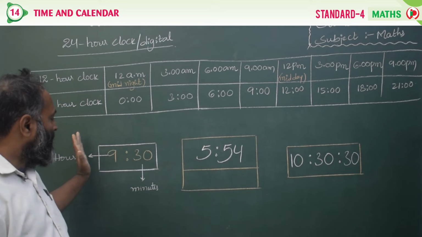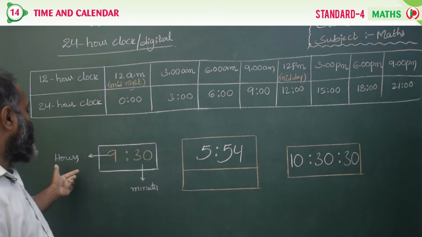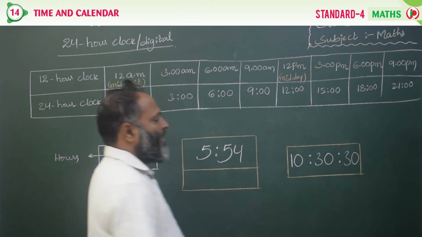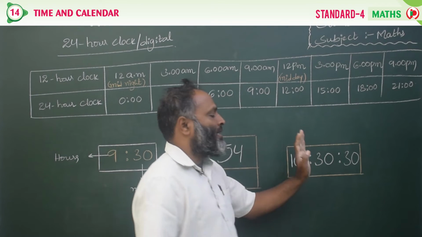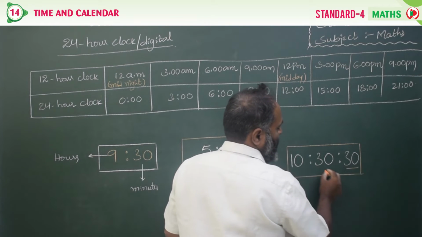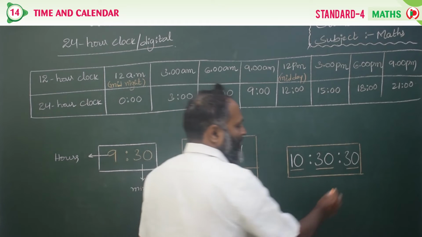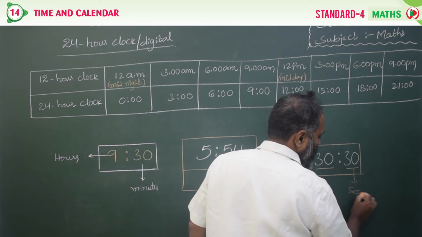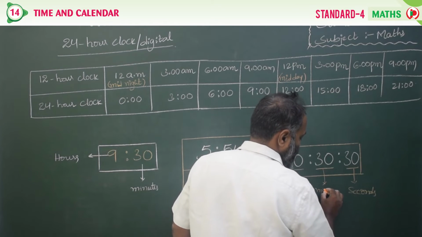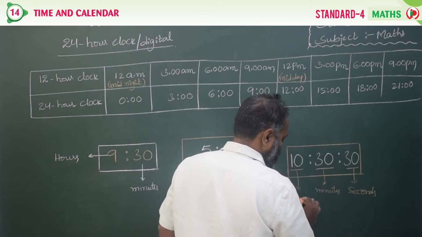In this, the right side shows minutes and the left side shows hours. Here total hours, minutes and seconds are given. The right side is seconds, the middle one is minutes, and this is hours.